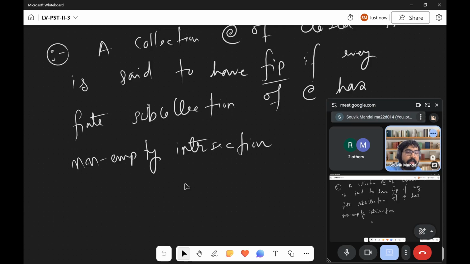Is the definition clear or not? Let me know. Is the definition clear or not? Yes, sir. Okay. So there is a result. It's basically an exercise, so basically it's a question.